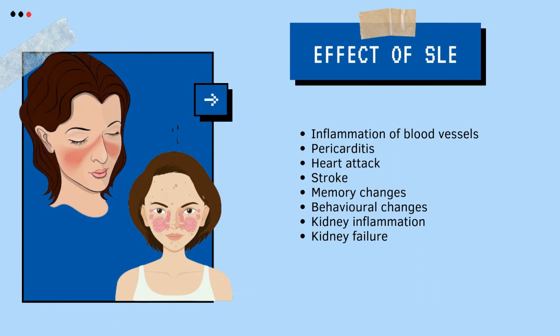Last but not least, the effect of SLE. The effect is different from one person to another. There may be inflammation of blood vessels, pericarditis, heart attack, stroke, memory changes, behavioral changes, kidney inflammation, and kidney failure.